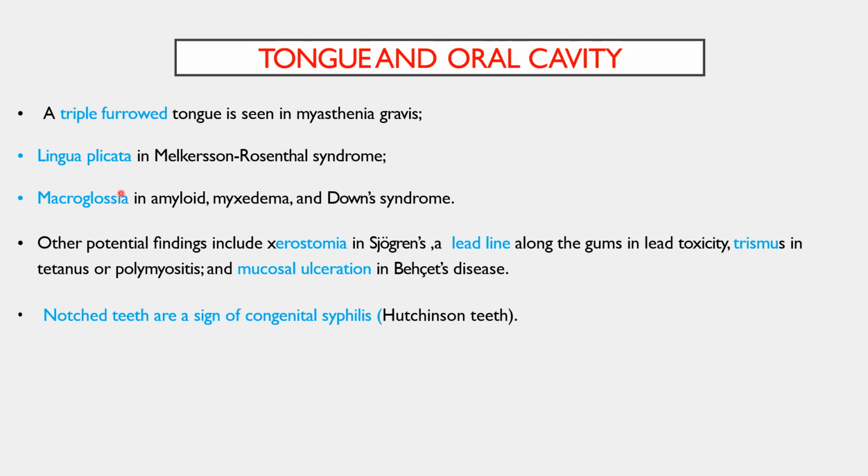What is Melkersson-Rosenthal syndrome? Any other symptoms of this syndrome? Anybody can tell, along with these tongue features? The patient will be having recurrent facial nerve paralysis. And macroglossia. How will you define macroglossia? Anybody?